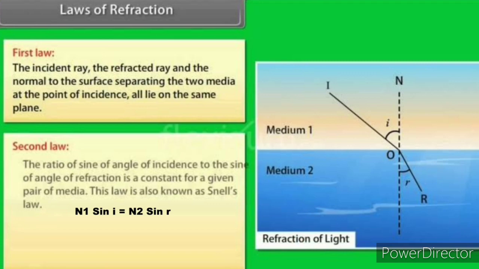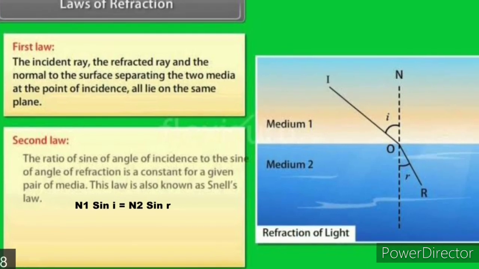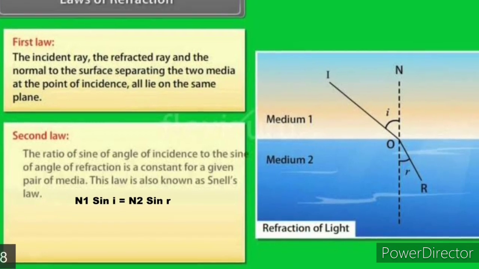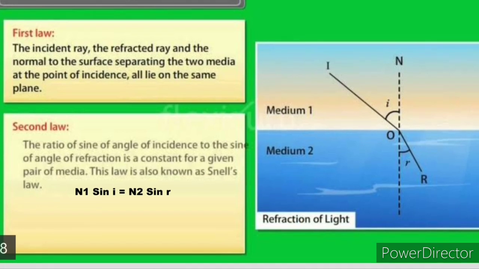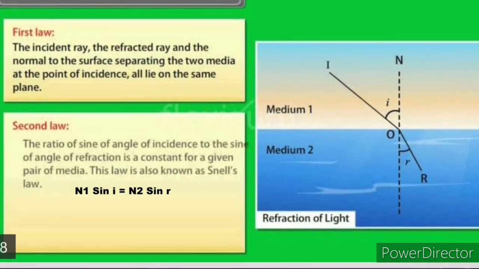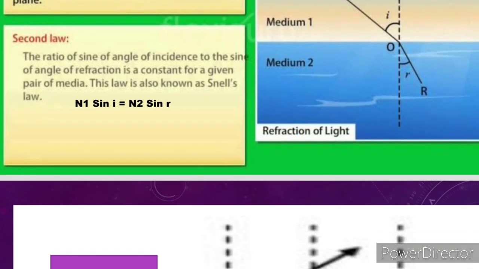So the first one is the same as reflection. I'm not going into that, but the second one, which is the very important one and new to you. The second law states that the ratio of the sine of the angle of incidence to the sine of the angle of refraction is constant. What is this? Let me clear it once again for you.